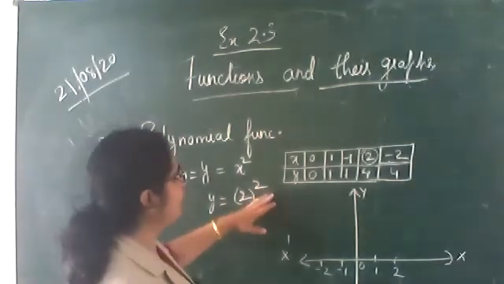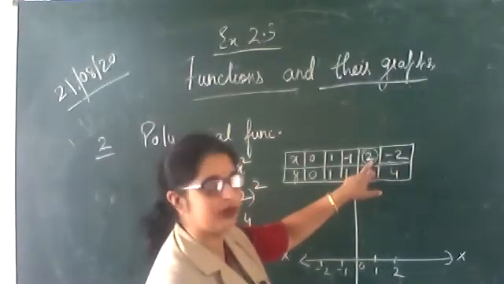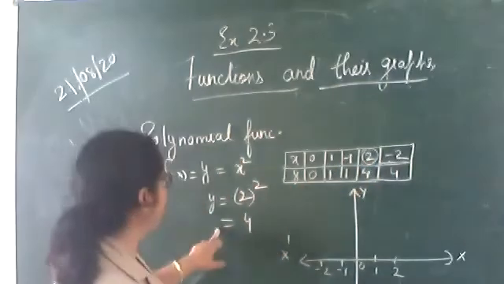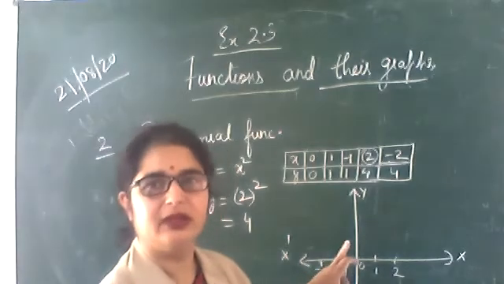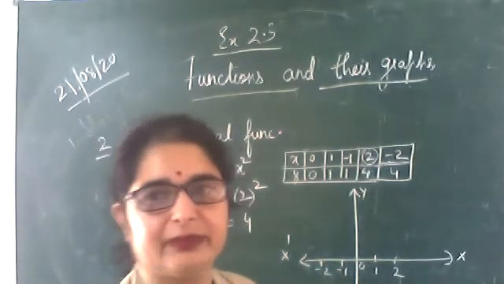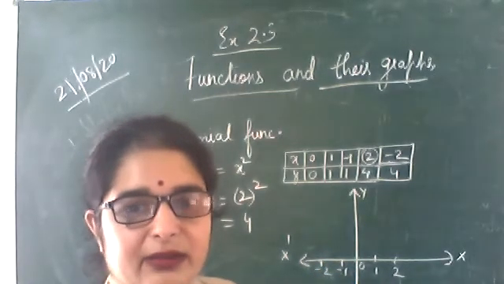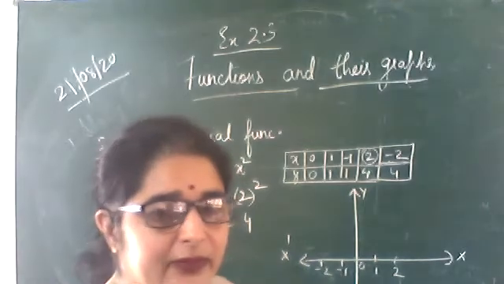When I put x is equal to 2, the value of x is what? 2. Then y will be equal to what? 2 square. That will be 4. Is it clear? Yes, ma'am.